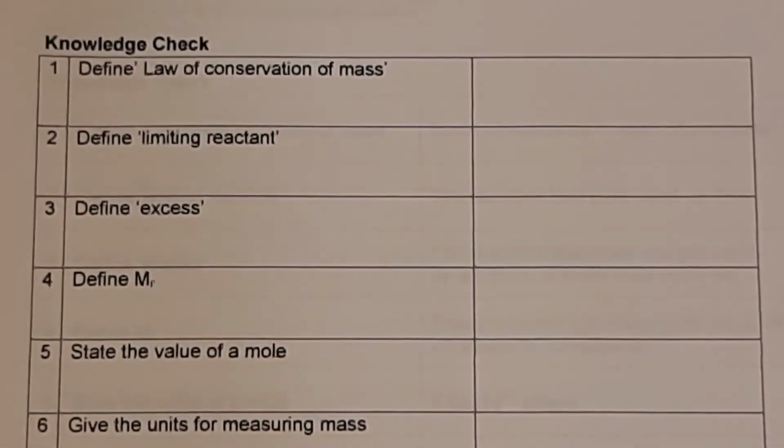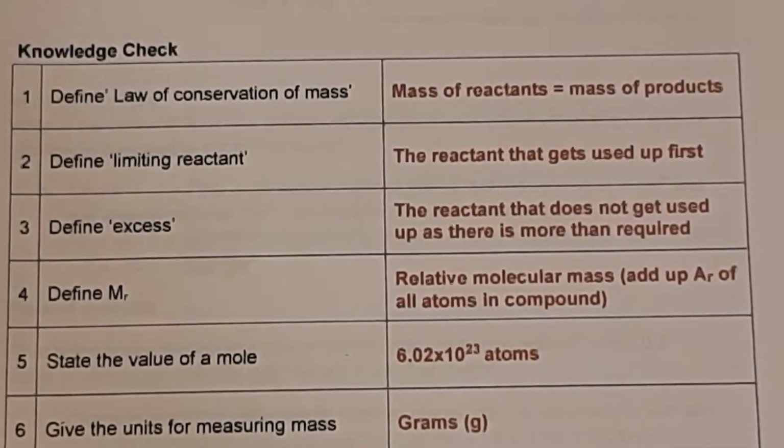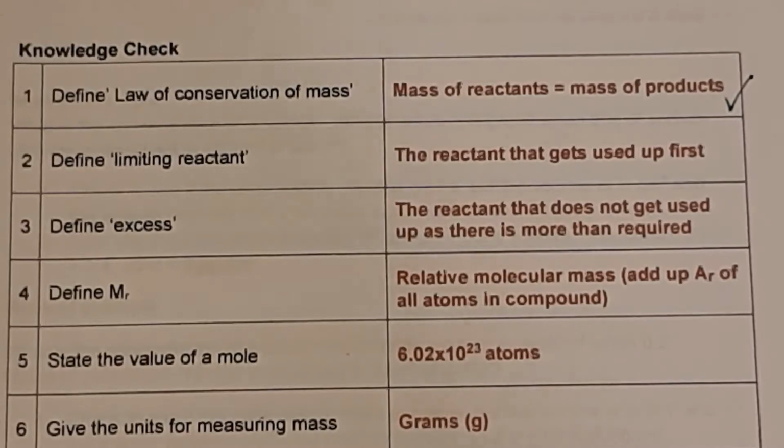We're on page 36, so pause the video whilst you complete those 8 questions. Okay, so let's review those. Question 1, define the law of conservation of mass. So that's just that the mass of the reactants must always equal the mass of the products. So before the reaction happens, that mass should be the same as after the reaction happens.